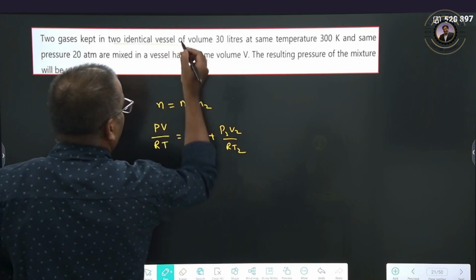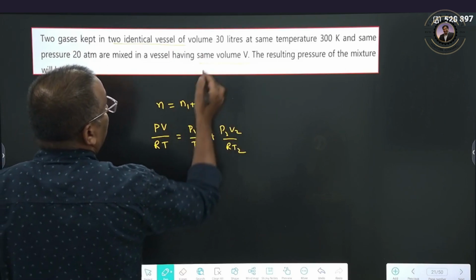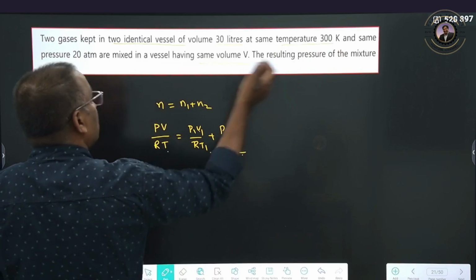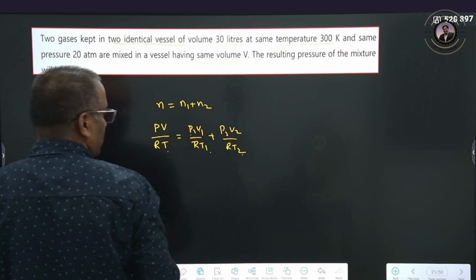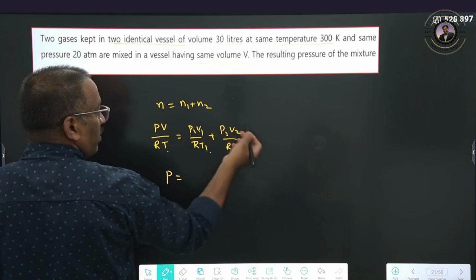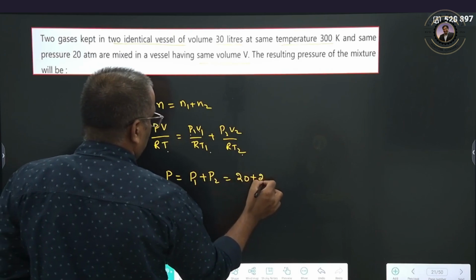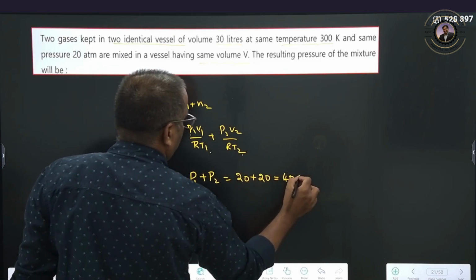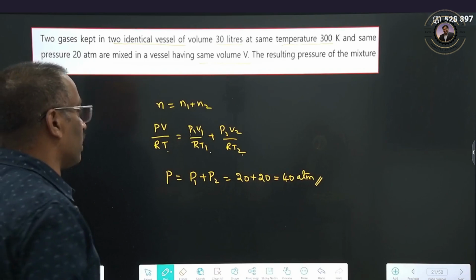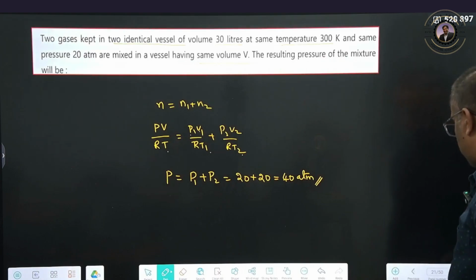Two identical vessels, same volume, so this V is the same. Same temperature, same pressure, so this pressure and this pressure are the same. So what you can write is pressure equals V by RT taken common, and P1 and P2 are 20 plus 20, therefore 40 atm. So when they are mixing in the same volume, the pressure will become 40. Clear? Now we'll see one more question.